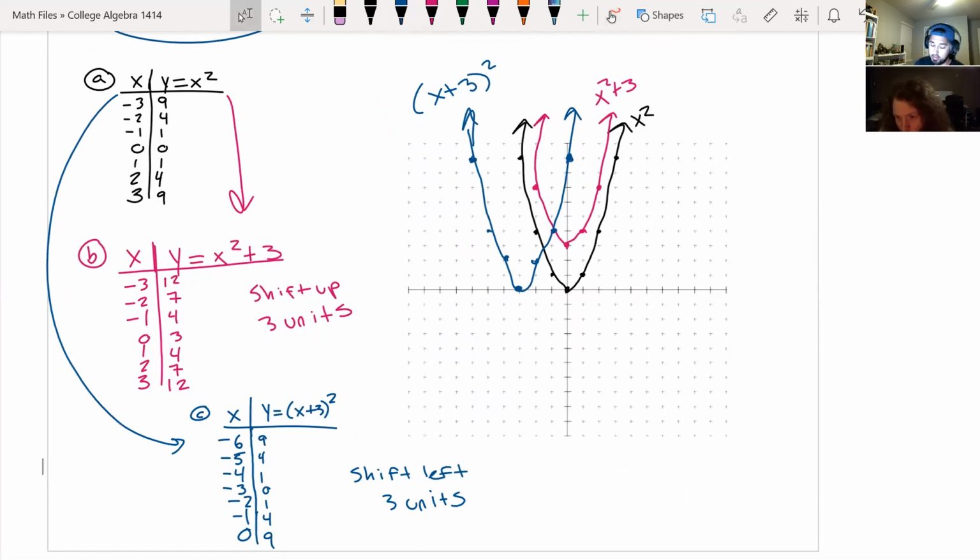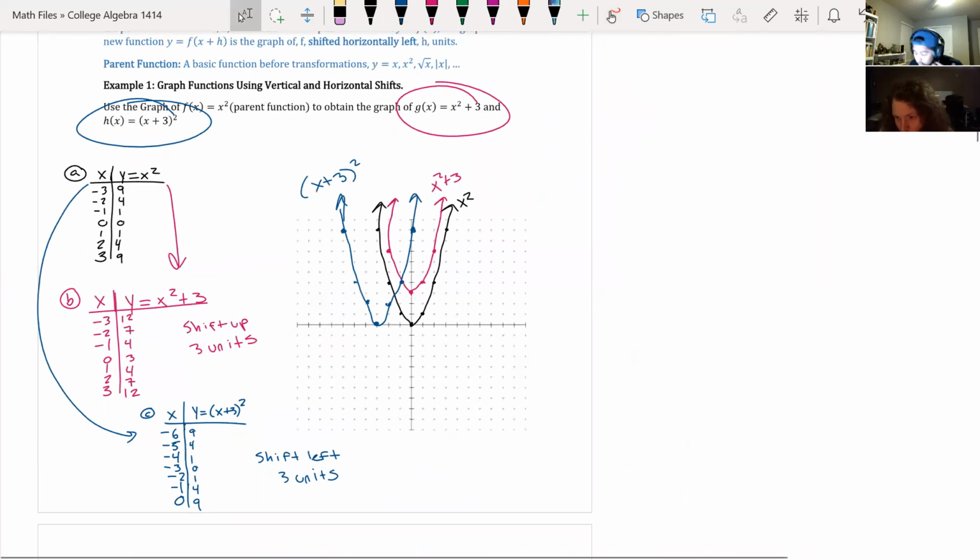And all we did there was transform the parent function. So those are what vertical shifts and horizontal shifts are. Any questions on that? All right, then.